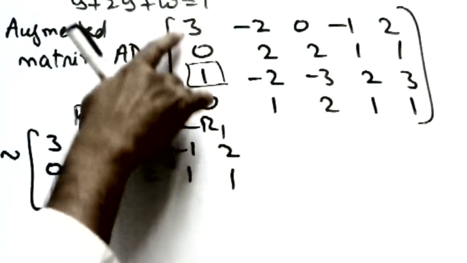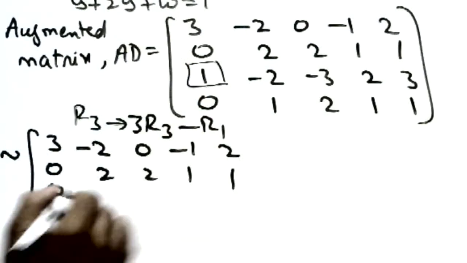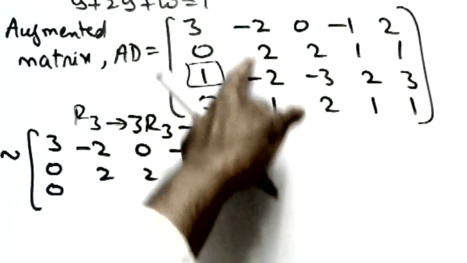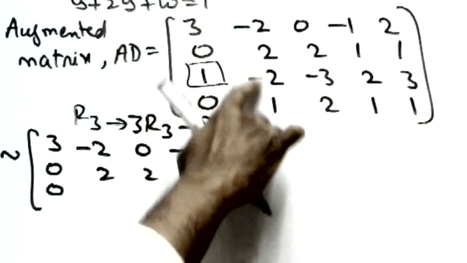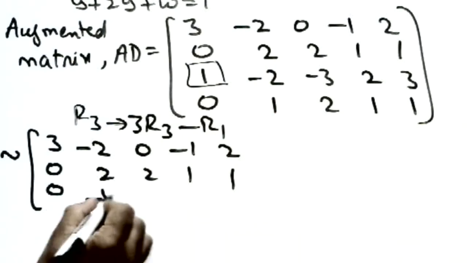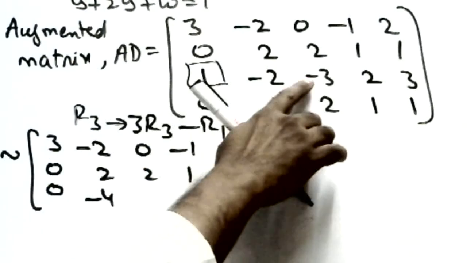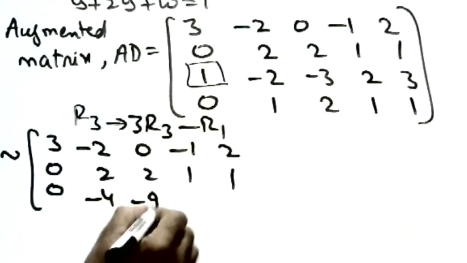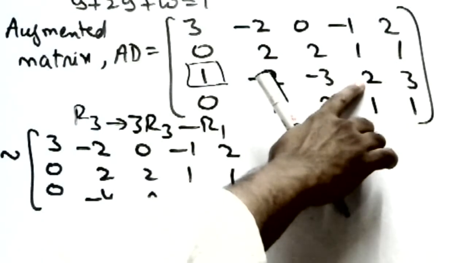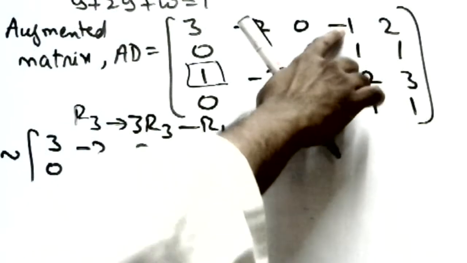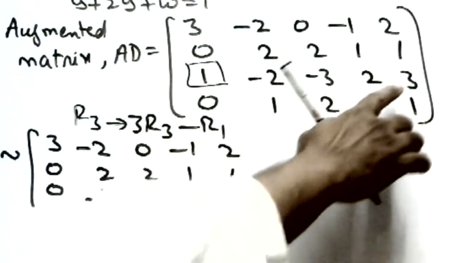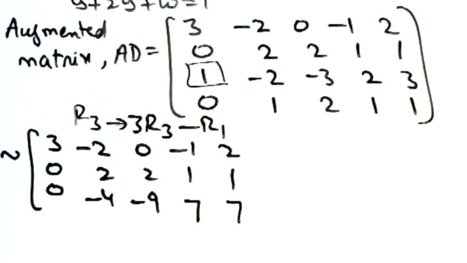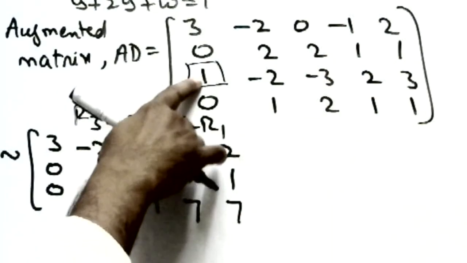Now see here, 3R3 minus R1. 3 was a 3. 3 minus 3 will become 0. 3R3: 3 into minus 2 is minus 6. Minus 1 is plus 2. Minus 6 plus 2 will be minus 4. And here also 3R3: 3 3s are 9. Minus 9 minus 0 will be minus 9. 3 2s are 6. Minus 1 is plus 1. 6 plus 1 is 7. 3 3s are 9. 9 minus 2 will be 7.